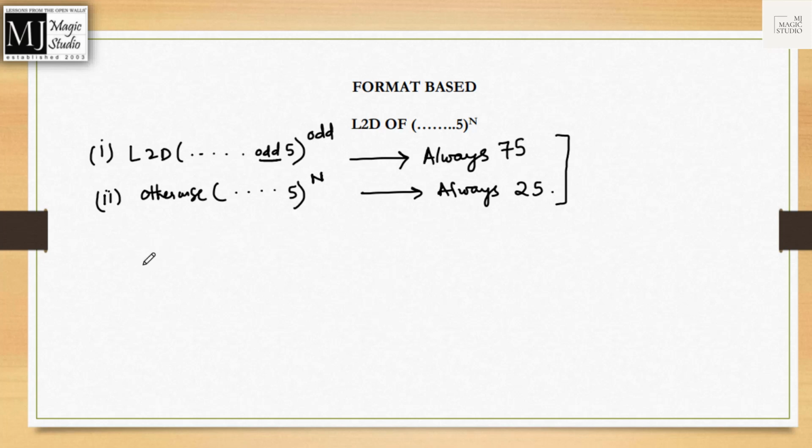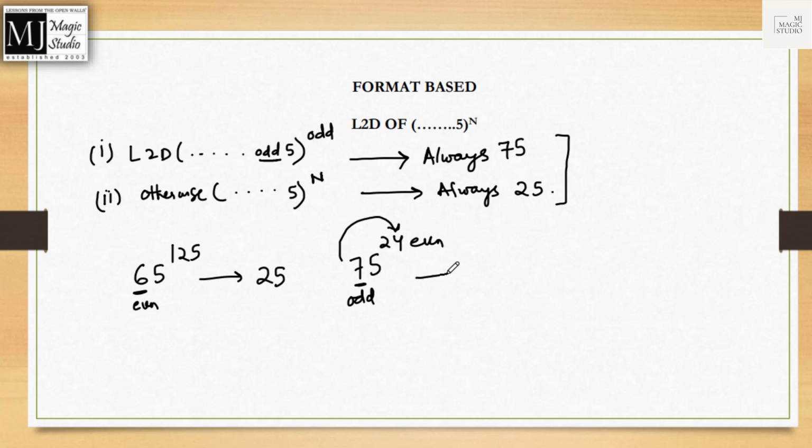Make a note of a few examples. 65 to the power 125. The second last digit is even. Forget it. The last two digits will be 25. As simple as that. First, if the second last digit is odd, then only check whether the power is odd or even. If the second last digit is even, straight away you can write that the last two digits of the entire expression will be 25. 75 to the power 24. The second last digit is odd. Bingo. Now go and check the power. The power is even. Forget it. The last two digits are 25. We will not go into the 75 mode.